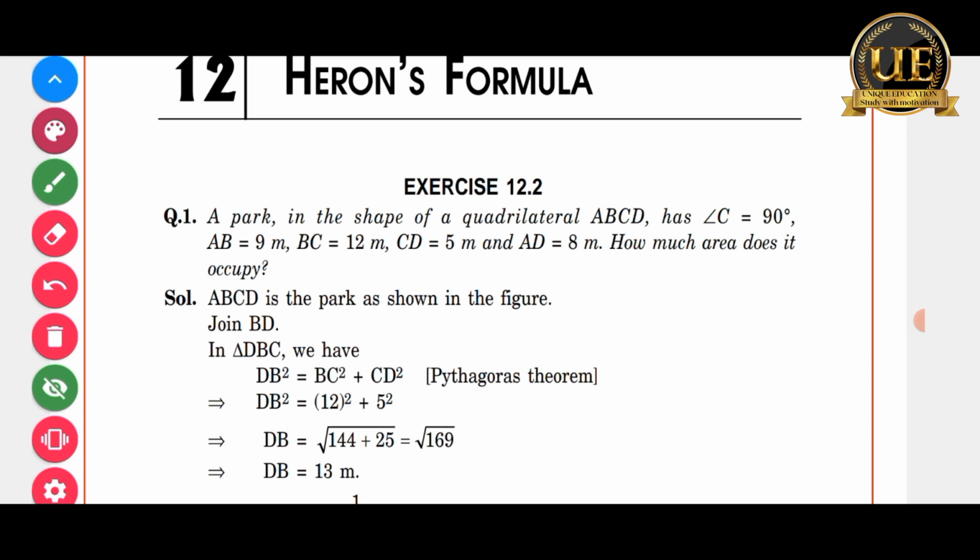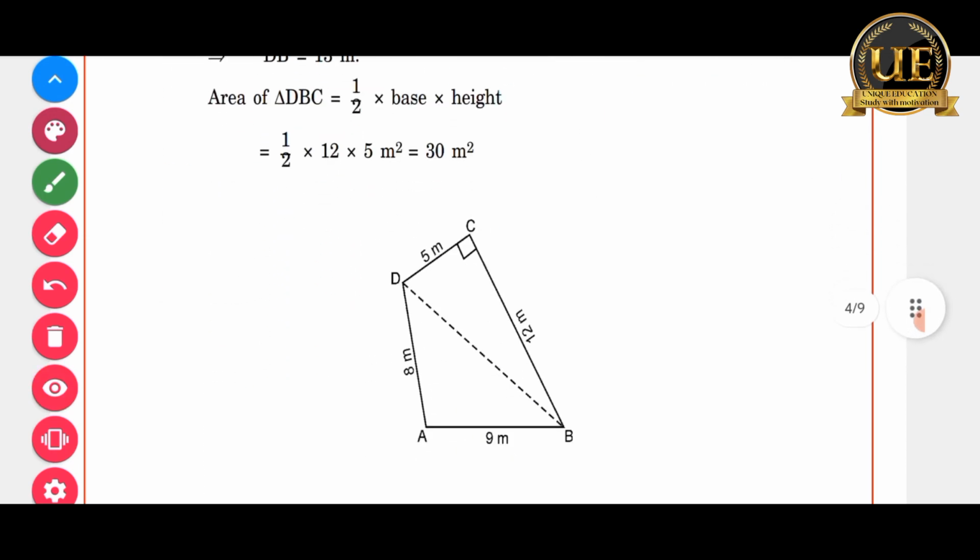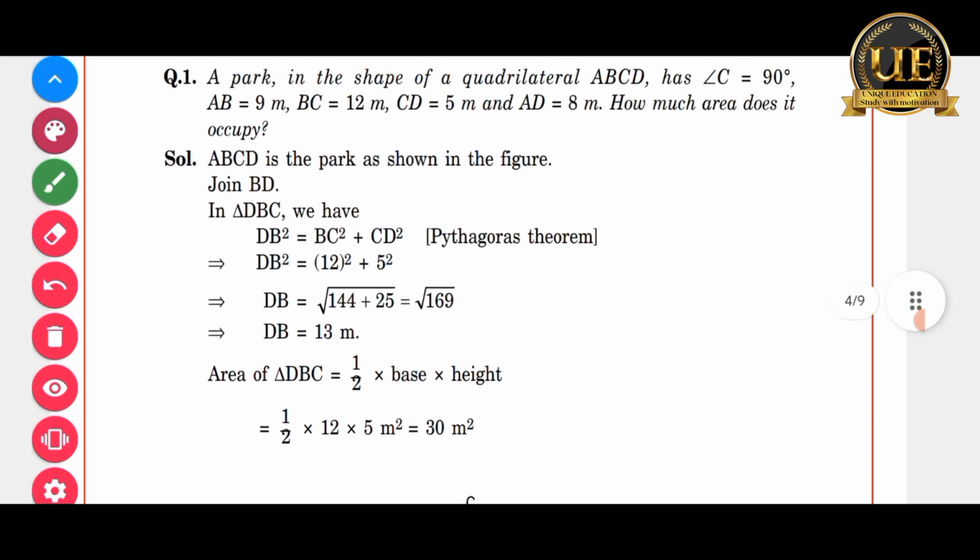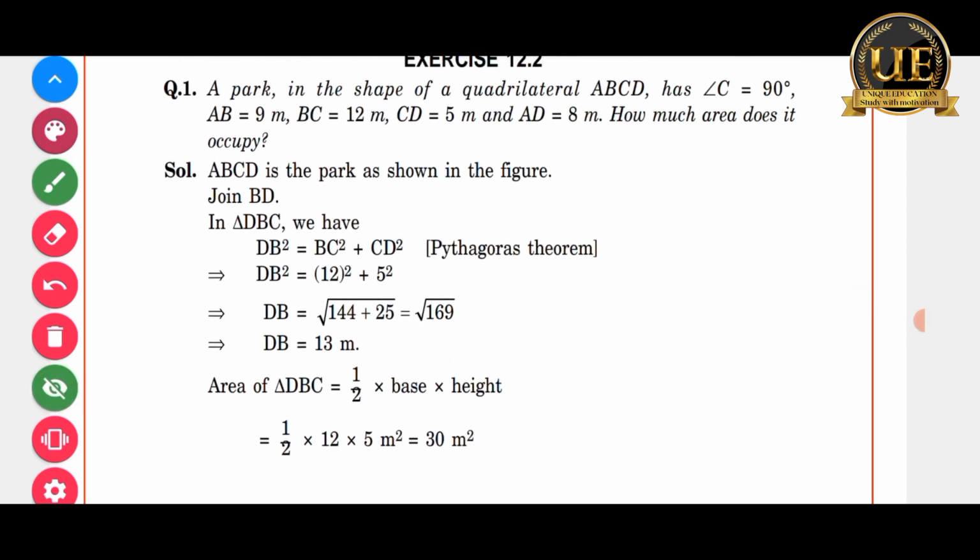Look at the picture. ABCD is the figure of the park, and we join BD. Okay, look at that image. Join BD. Then you see the answer, the answer is here.